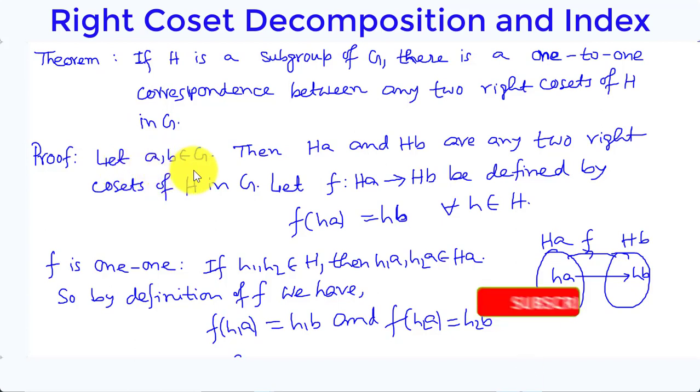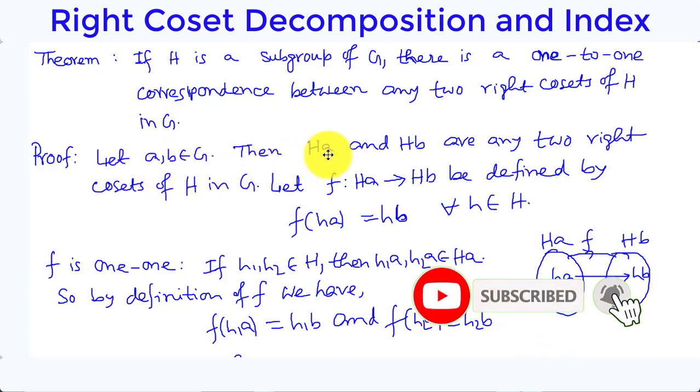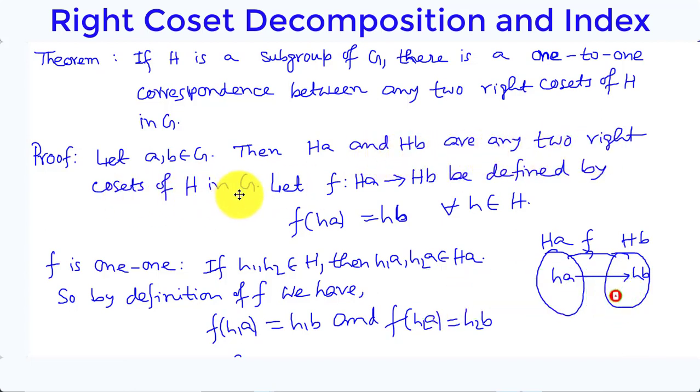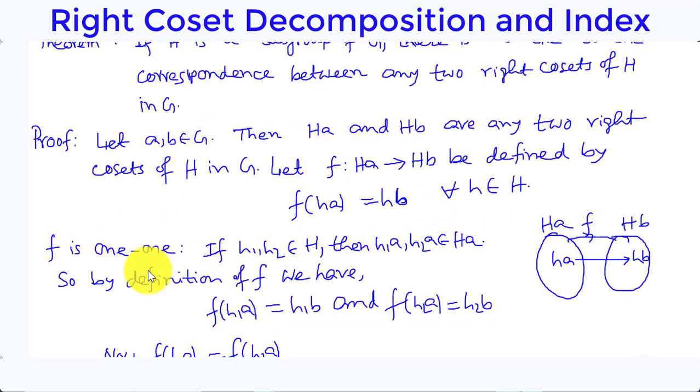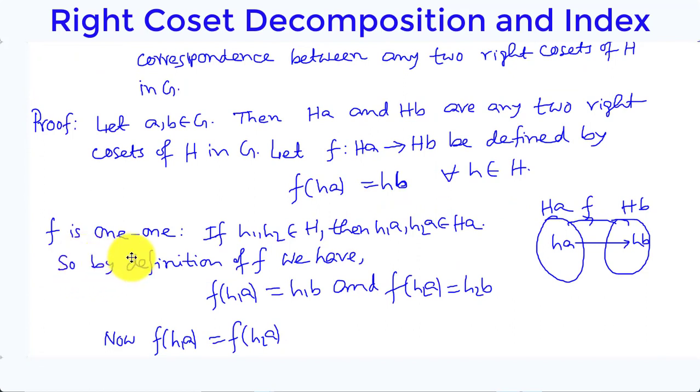Let a, b belong to G, then Ha and Hb are any two right cosets of H in G. Let f be a mapping from Ha to Hb defined by f of ha is equal to hb for all h belongs to H. Now we show that f is 1-1 and onto.